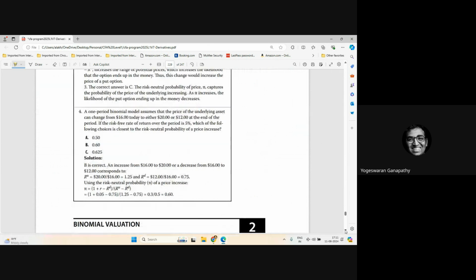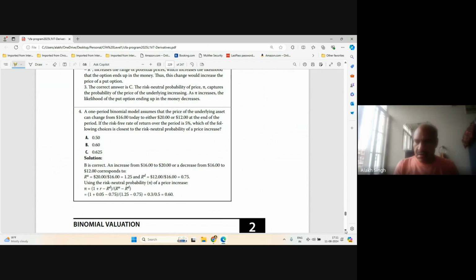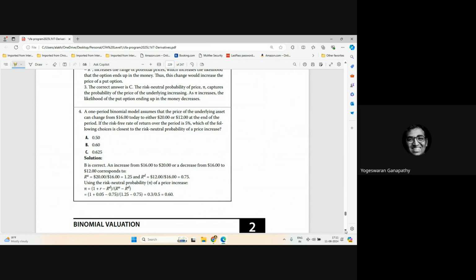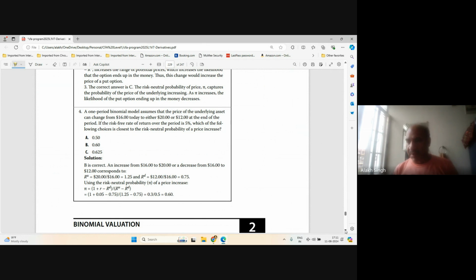So primarily the difference is that the actual probability is after the event has occurred, whereas the risk-neutral probability is what we predict before the event occurs. So once the price has been set, the probability will be different from the risk-neutral probability. But since we have to do arbitrage-free pricing, the risk-neutral probabilities are used.